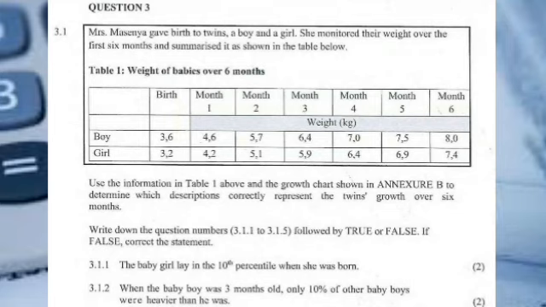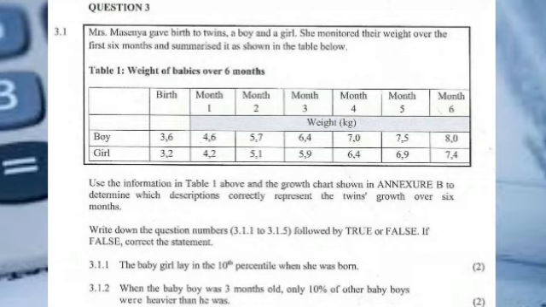Write down the question numbers 3.1.1 to 3.1.5 followed by true or false. If false, correct the statement. So for everything that is false, we are going to write the correct statement. If it's true, then we leave it as is.